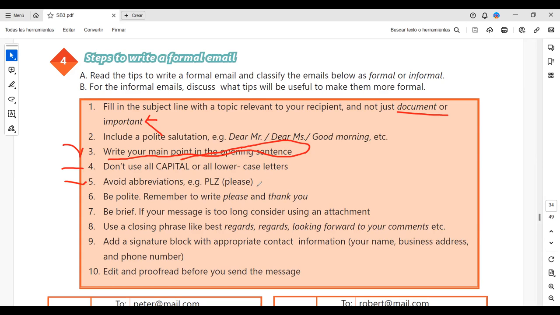It says, avoid abbreviations. Example, please. Nowadays, this is very famous. For example, that is what we have for please. But another abbreviation in your vocabulary that comes to your mind in this moment?